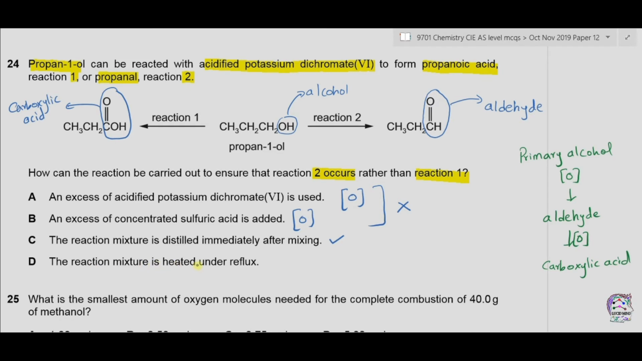D. The reaction mixture is heated under reflux. As we know, under reflux full oxidation takes place. So alcohol will oxidize to aldehyde and aldehyde will further oxidize to carboxylic acid. So this is also incorrect. Therefore, the only correct option is C.